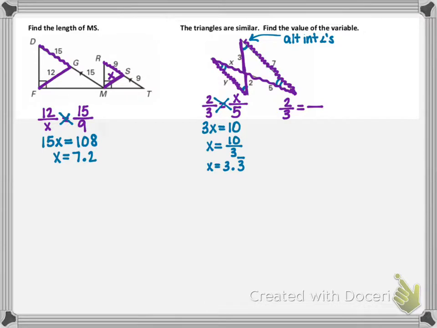So Y is in the same triangle as 2, so Y is going to go up here with 2. Y matches up with 7, so 7 is going to go down here underneath the Y, and 7 is in the same triangle as 3, so it's across from 3. Then we'll cross multiply again. 3 times Y is 3Y equals 2 times 7 is 14.